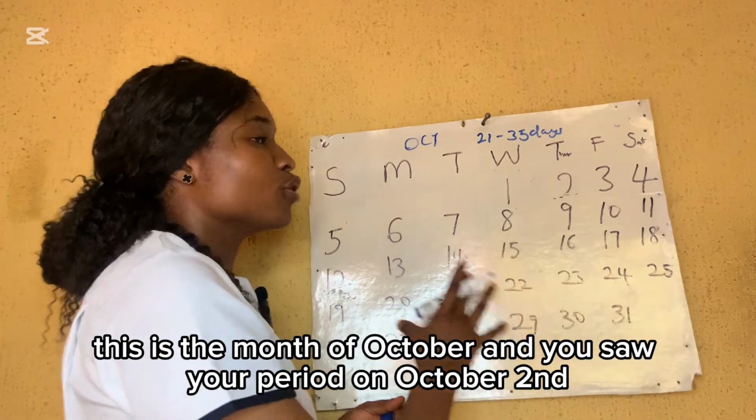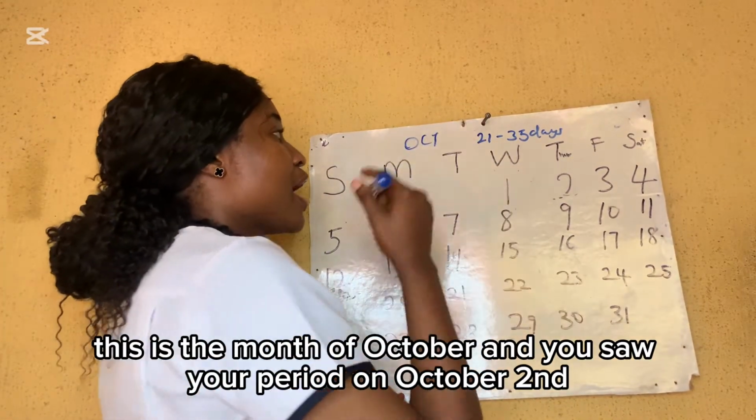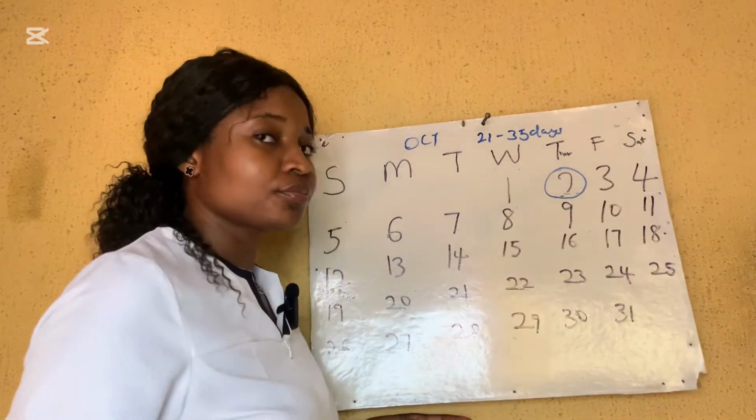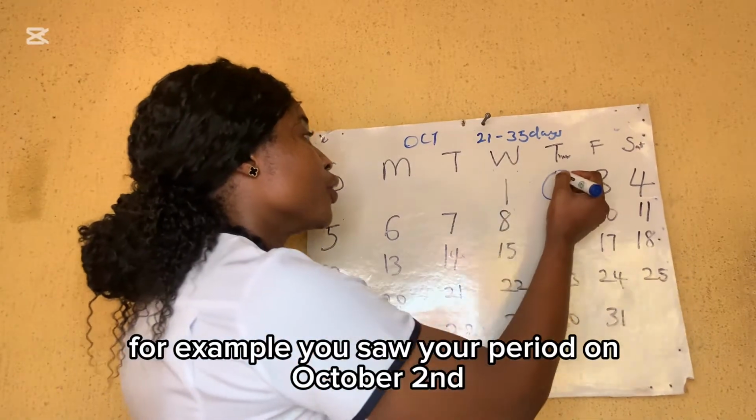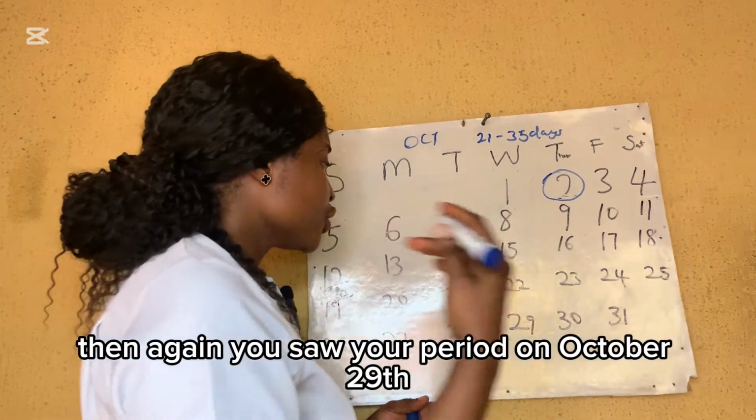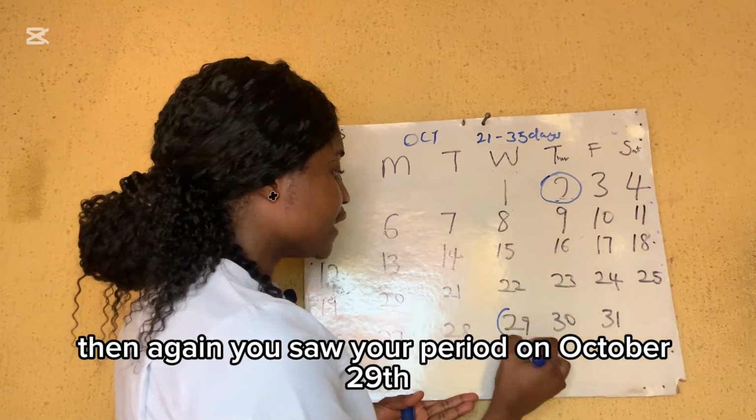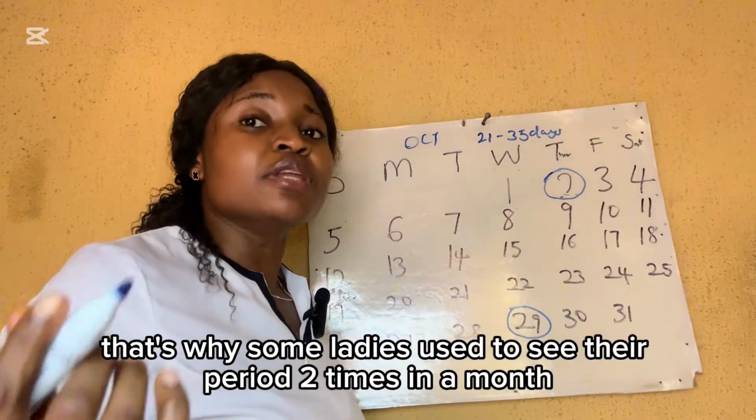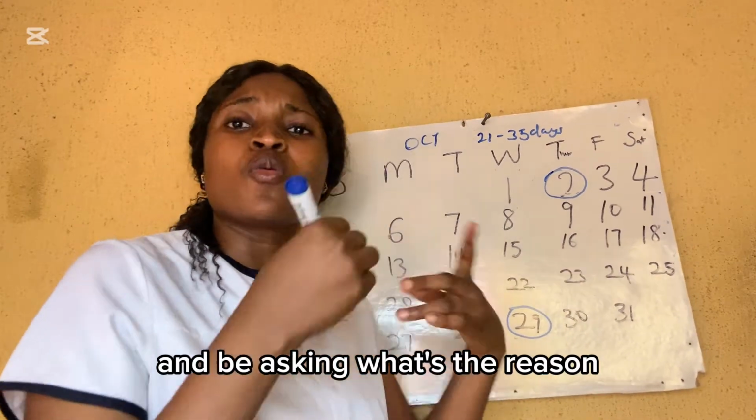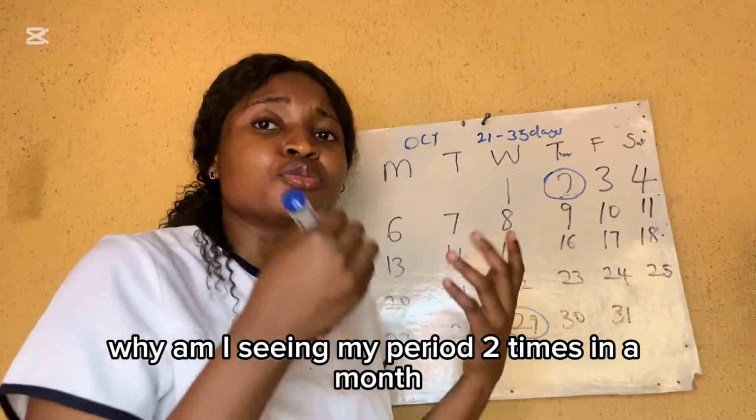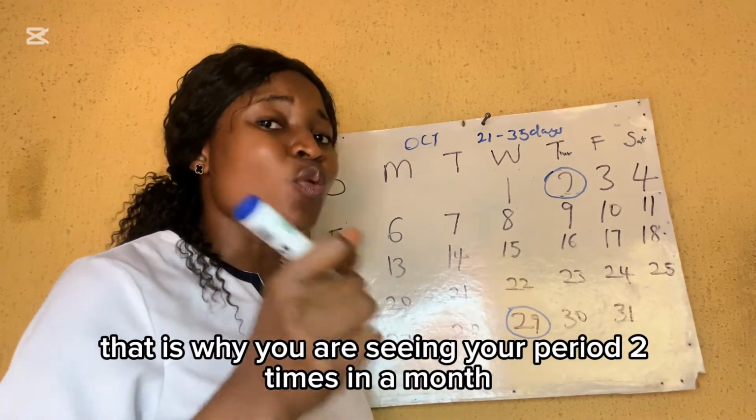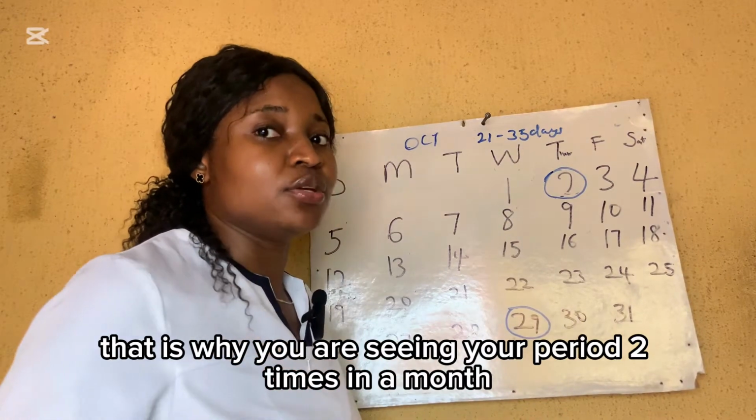This is the month of October, and you saw your period on the 2nd of October. Then again, you saw your period on the 29th of October. That's why some ladies see their period 2 times in a month and ask, why am I seeing my period 2 times in a month? It's because of the length of your cycle. That is why you are seeing your period 2 times in a month.